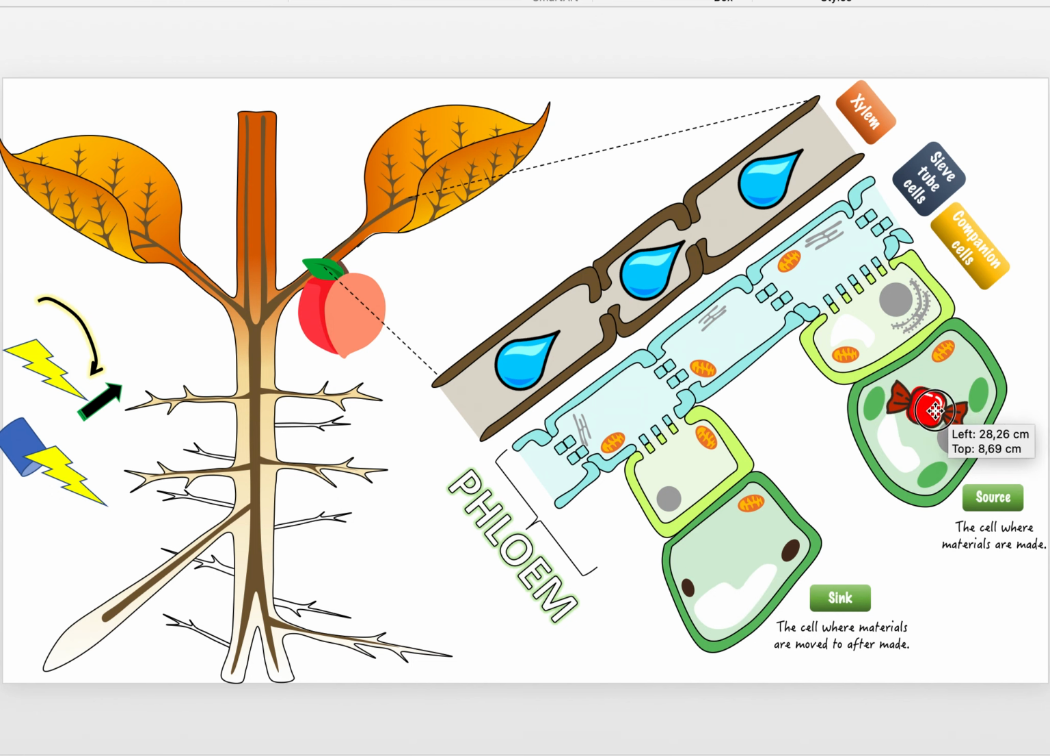The reason how it happens is the source makes it, and it's going to move it to the companion cell. It's going to build up here in the companion cell, and the companion cell will use energy. This is very important. It's not free, it's not passive, it's active, meaning you need ATP. And this ATP will send this sucrose into here, or this glucose, or whatever it is, okay, this energy form. And it will build up here and become really concentrated.